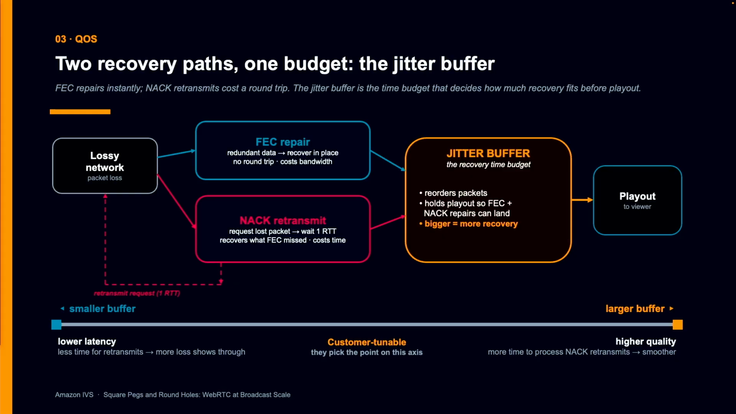So we've got basically two recovery paths that compete for a time budget in the jitter buffer. We've got FEC, which costs bandwidth, but it's instantaneous. And then we've got NACK, similar to how QUIC works, which requests a retransmission, but you're paying the cost in round trip time. And then the jitter buffer itself is customer tunable. So you can have a smaller jitter buffer, you get less latency, but you get more interruptions, or a larger jitter buffer, which of course increases time to video.